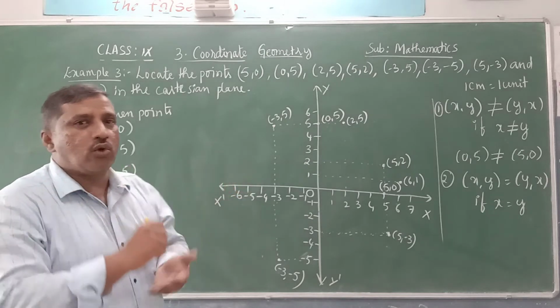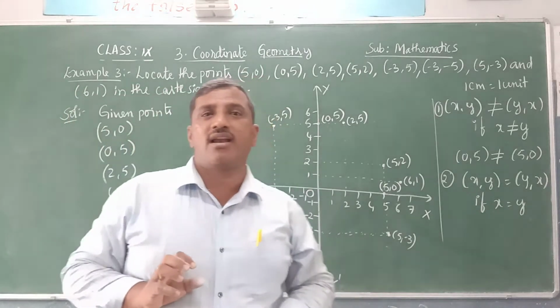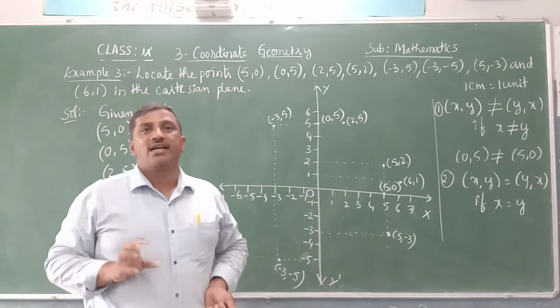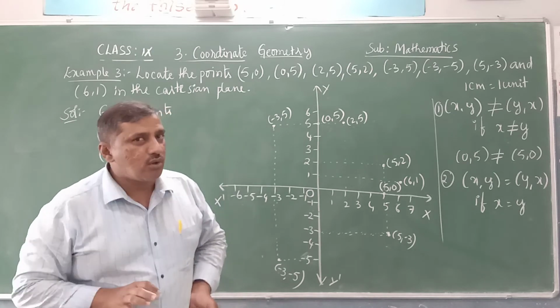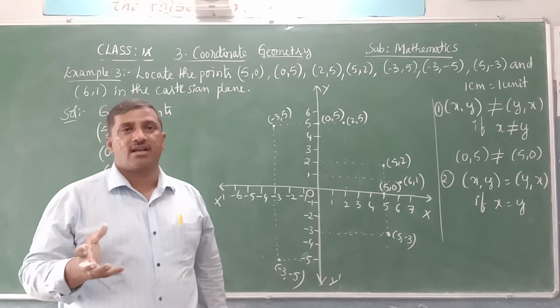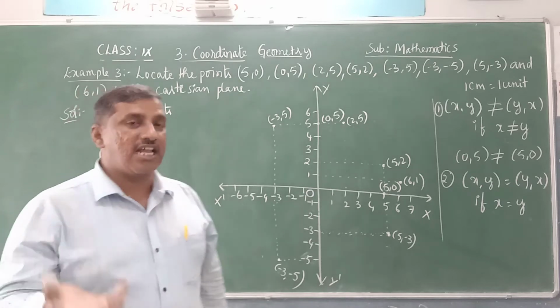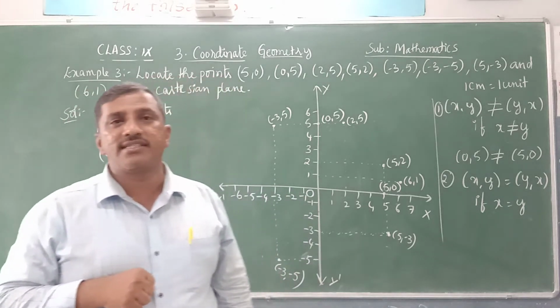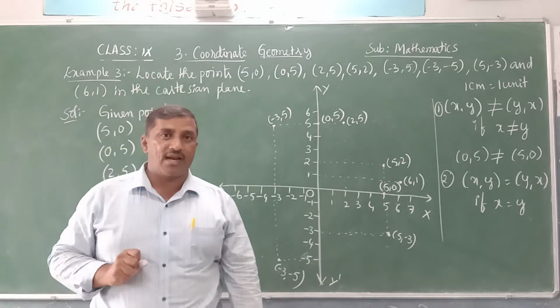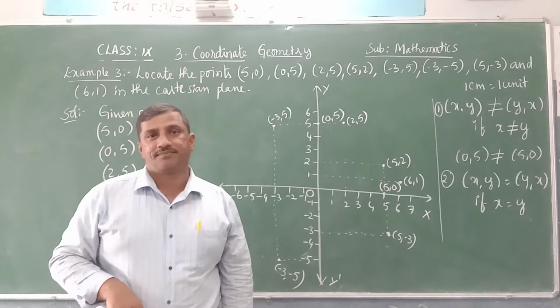By joining those points in a regular order, we get a shape. That shape's area we have to find. That is the hidden picture. We need to identify that hidden picture by joining those points in the regular order and find its area.